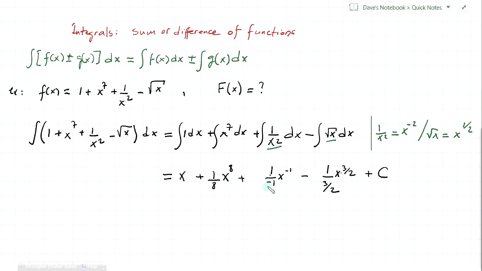Plus, we now take x to the power of minus 2, the quotient here. We increase the power, and adding 1 gives us x to the power of minus 1, and then it is divided by the new power. So we have 1 divided by the new power. For the third one, we do the same thing: we increase the power, which gives us 3.5 (or 3/2 plus 1), and it is also divided by the new power. All of that plus the constant of integration, not to forget.